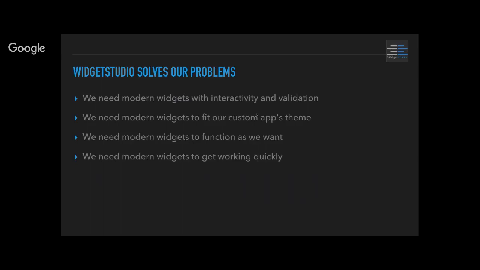So I told you WidgetStudio solves all of our problems. Well, at least our FileMaker ones, our developer ones. Nowadays, in 2019, our audiences, our clients expect modern widgets, modern workflows with interactivity and validation. They expect it to be fun to play with and to see cool things happen on the screen. In 2019, we need things to fit our custom app's theme. We can't have a chart or something that doesn't use exactly the colors of our theme in our app. It just looks out of place. We also need widgets to function the way we want.